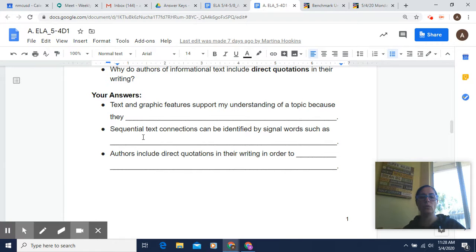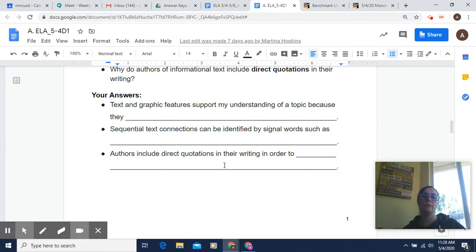How about Melanie? Will you help me tell me what kind of signal words help you identify, to know if it's a sequence or not? Yeah, in the beginning, first of all, next, then, later, when.